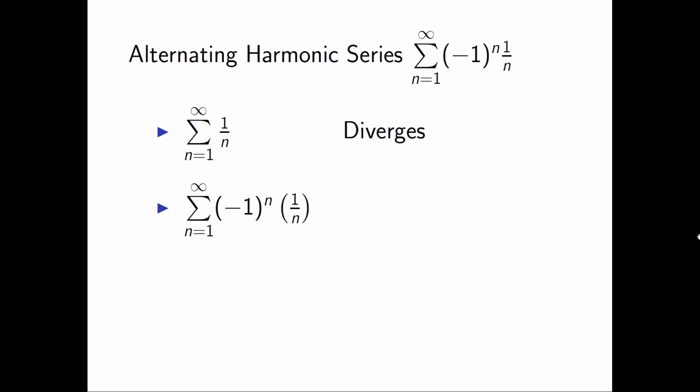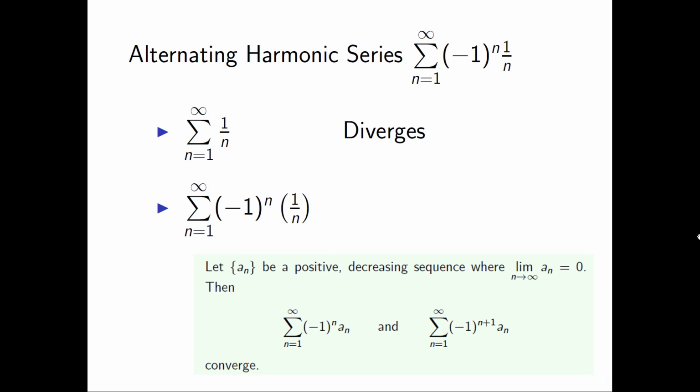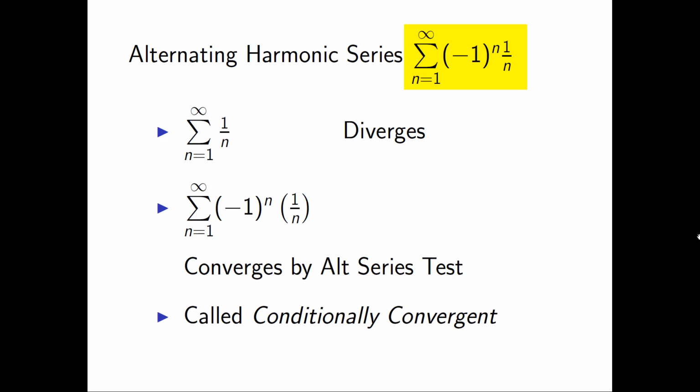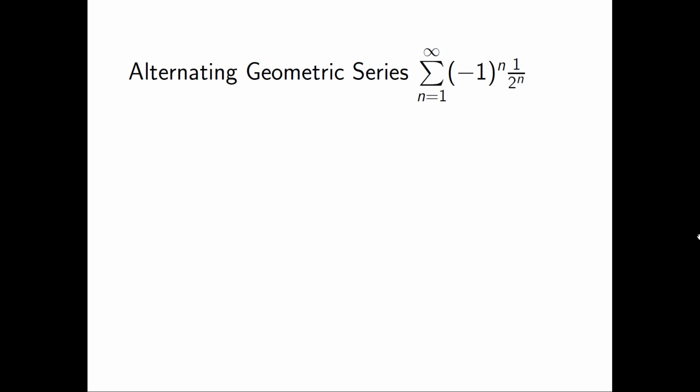However, if we take it with the (-1)^n still in place, from what we saw just a moment ago about when an alternating series converges, that would converge by the alternating series test. The terms are going to 0, so it converges. So this original alternating harmonic series we have at the beginning here is called conditionally convergent. It converges, but the absolute value diverges, so it's conditionally convergent.